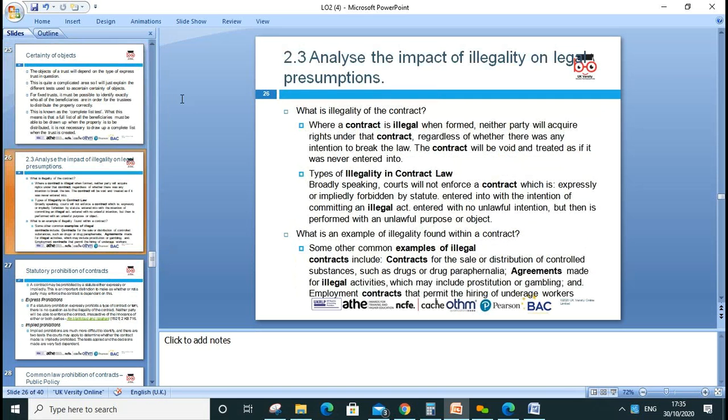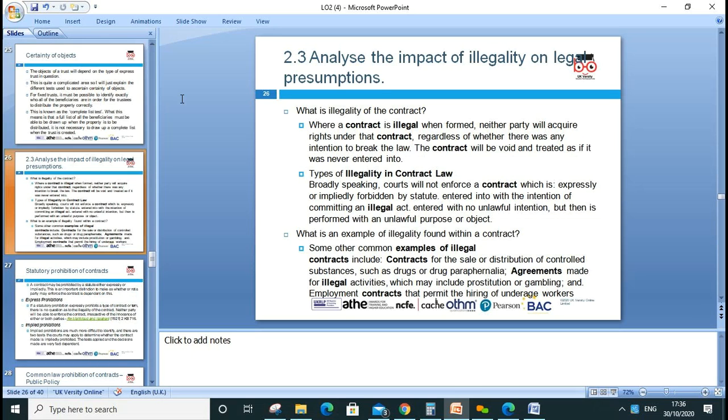Okay, next is 2.3. 2.3 is all about illegalities, yes, and the presumptions. So, what is illegality? If a contract is illegal when formed, neither party will acquire rights under the contract. Regardless of whether there is any intention to break the law, the contract will be void. It will be automatically finished.